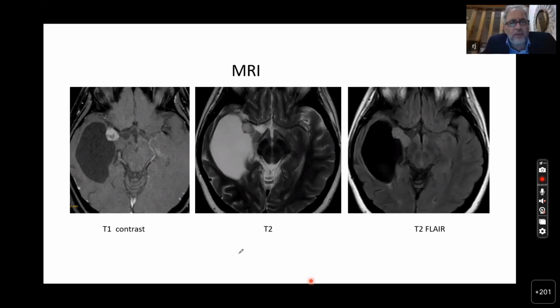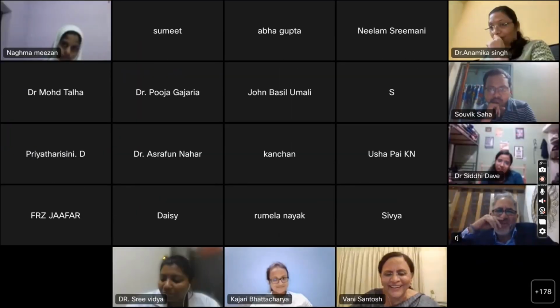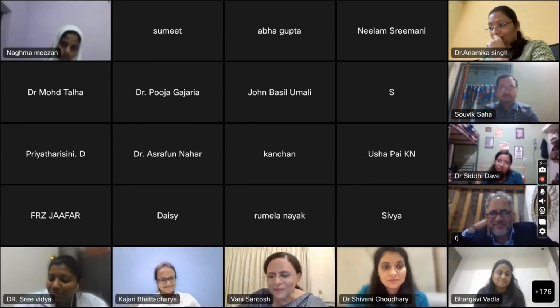You could also do the diffusion weighted imaging to see whether there's a restriction. It looks to me like a pleomorphic xanthoastrocytoma more than a pilocytic. I think we have some very brilliant clinicians over here.